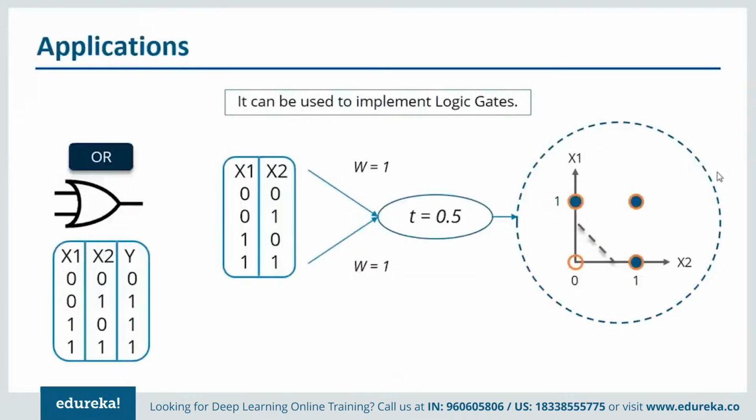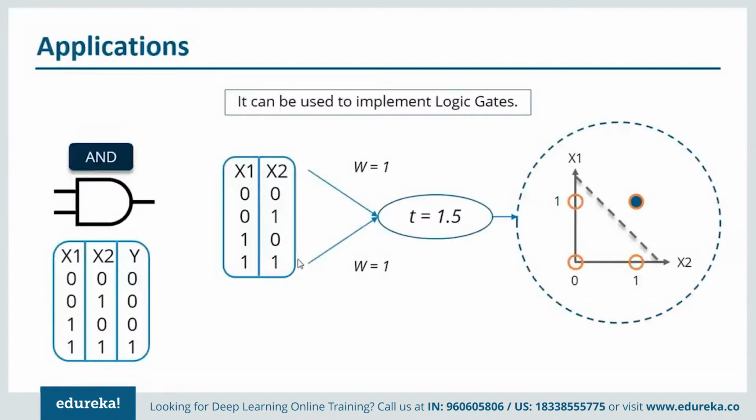Now if you notice, with the help of the single layer perceptron, we are able to classify the ones and zeros. Anything above this line is 1, and anything below this line, we have zeros. So this is how we are able to classify, or implement, the OR gate.